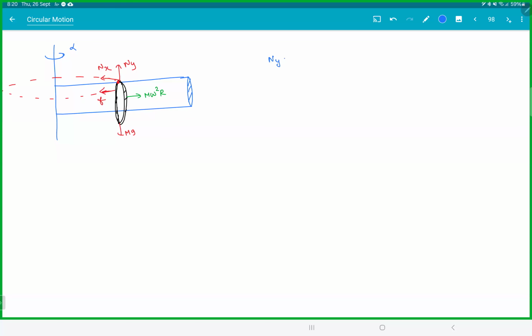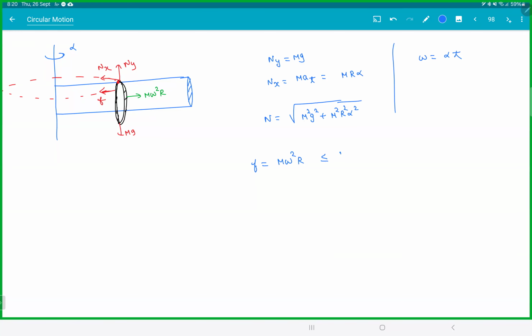So Ny is mg, Nx is m into a tangential. A tangential is m r alpha. So normal reaction is root over m square g square plus m square r square alpha square. Omega is nothing but alpha into t. You're done. So who is stopping you? Friction. So friction is equal to m omega square r.